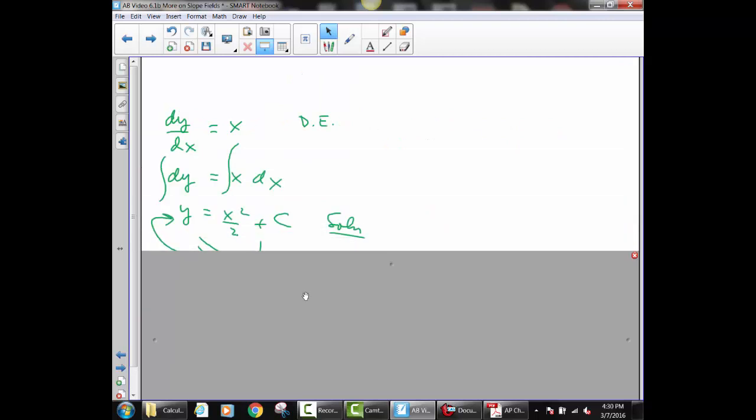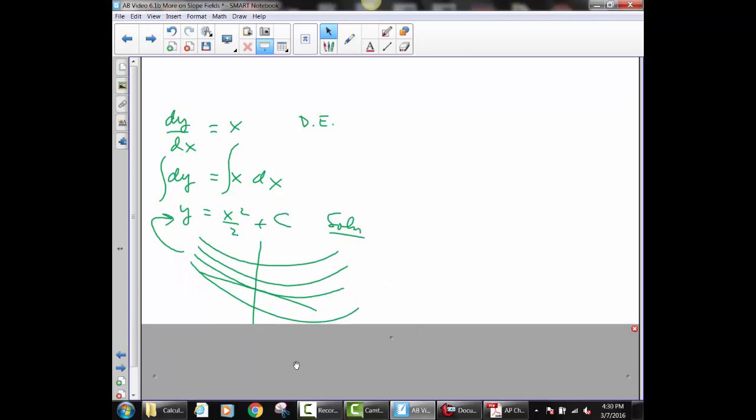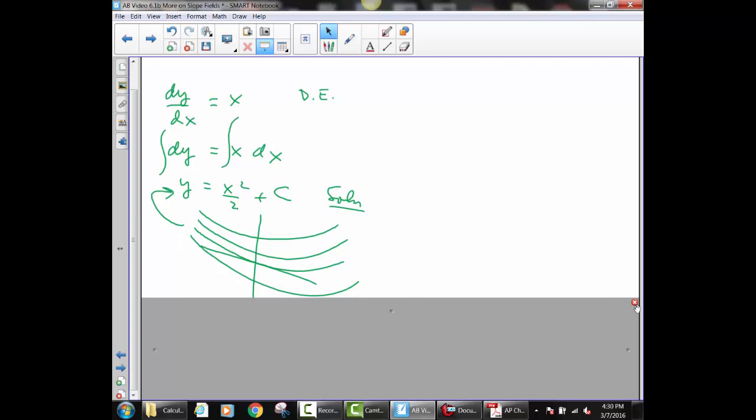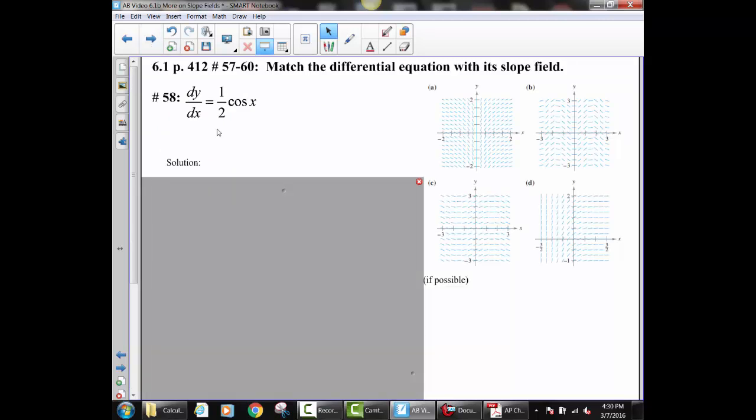So here's another very easy differential equation that we can solve. dy dx equals x. Separate the variables, y on one side, x on the other. Integrate both sides. You'll get y equals x squared over 2 plus c. And that's a family of parabolas. Not very steep because of the 1/2. And of course the plus c just moves it up and down. Okay, so here's the matching ones.